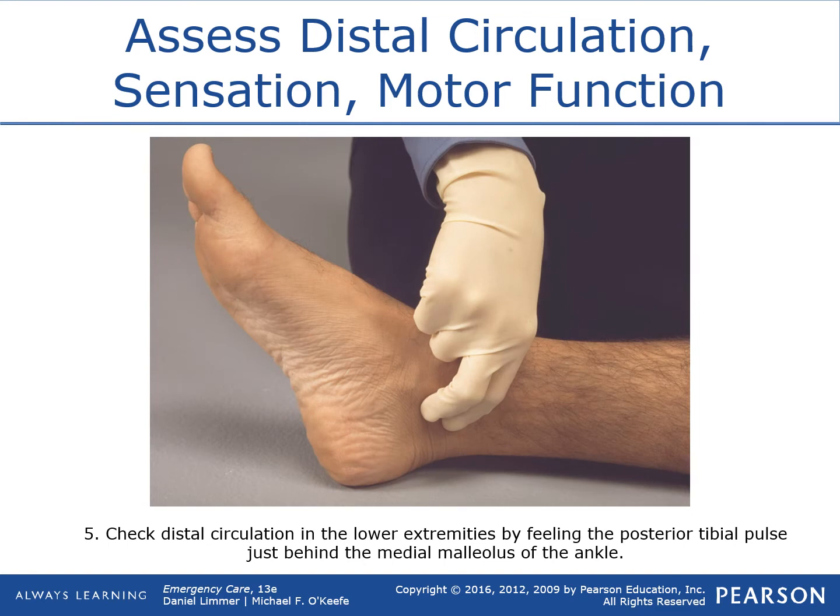Right here, this is one of the areas you can check a pulse. It's right behind the ankle. You can also check a pulse in between the big toe and the second toe. So it's a very faint pulse. It takes a lot of practice to actually get, but that's an area that we do need to know how to get the pulse so we can assess circulation down to the legs.